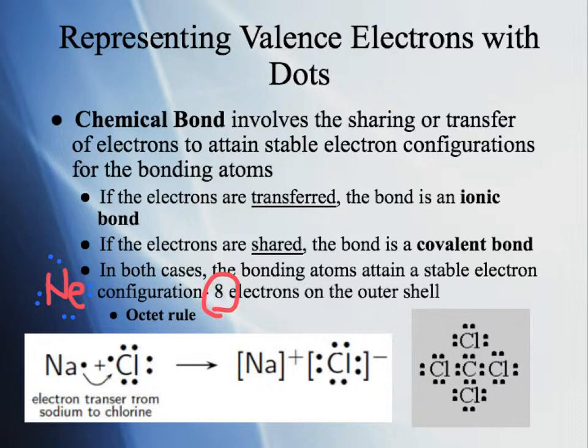All right, so let's take a look at the electron configuration for sodium and chlorine. Down here we've got sodium.